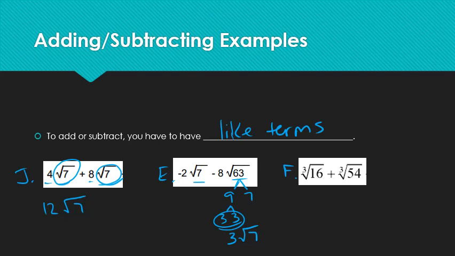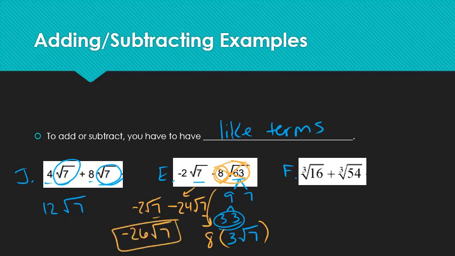Now I want to remember though that there was an 8 in the front. So all that means is that I'm going to multiply this thing by 8. And 8 times 3 is 24. So my new version of this question will be negative 2 times the square root of 7. I didn't do anything to that. Then I have minus, and instead of this thing, I have made it now 24 times the square root of 7. And now I have like terms. And negative 2 and negative 24 is negative 26 times the square root of 7. So that would be my final answer.